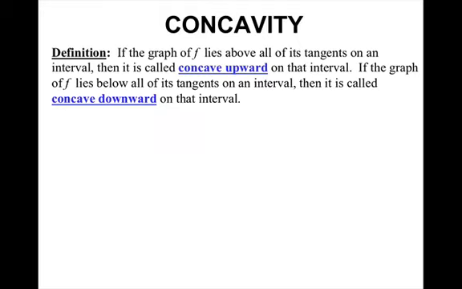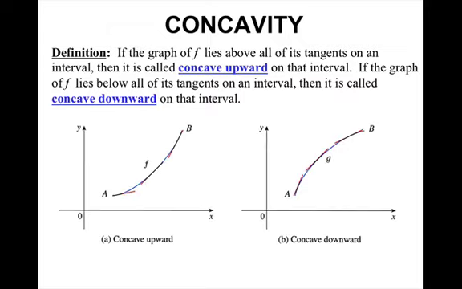Now this leads into concavity. If the graph of f lies above all of its tangents on an interval, then it is called concave upward on that interval. If the graph of f lies below all of its tangents on an interval, then it is called concave downward on that interval. So here are some sketches of concave upward. So it is above the tangent lines. Concave downward is below the tangent lines.